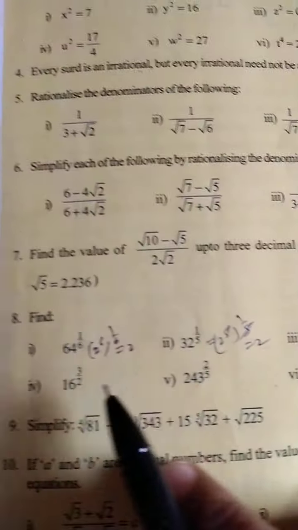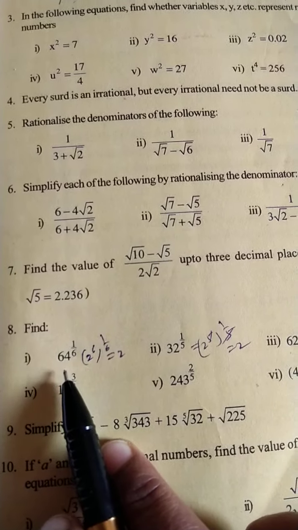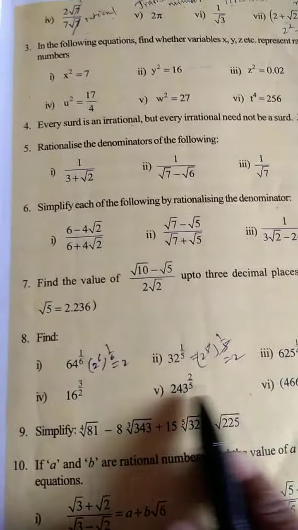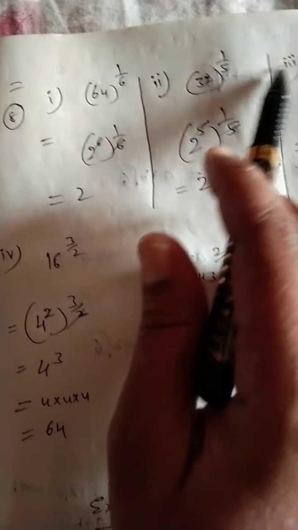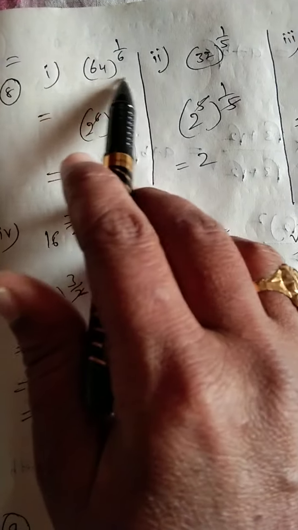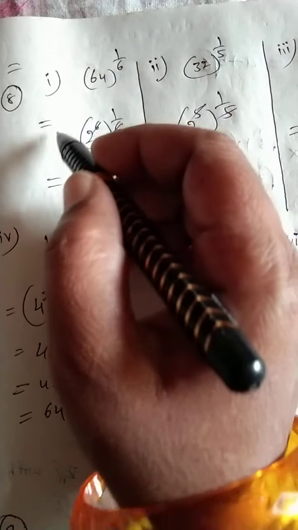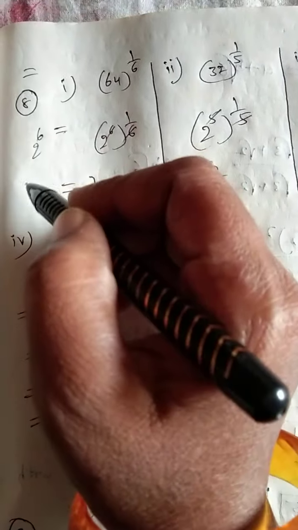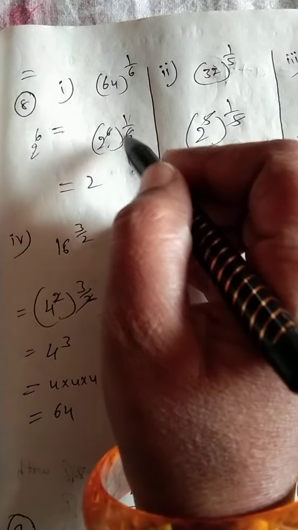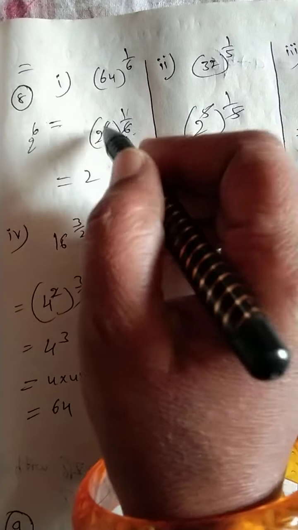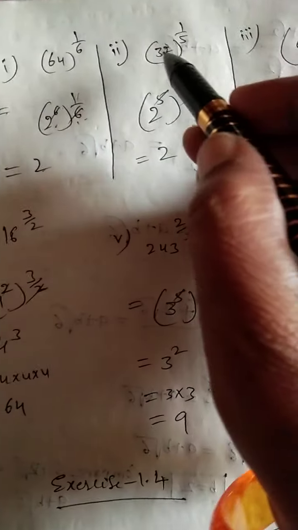Next, eighth question. See, these are the eighth question's parts. We can find the given values. Given questions' values we have to find out. Okay, 64 to the power 1 by 6. 64 we can write as 2 power 6. Okay, so 2 power 6 whole power 1 by 6. Numerator 6 and denominator 6 will cancel. 2 is the answer. Next, 32.